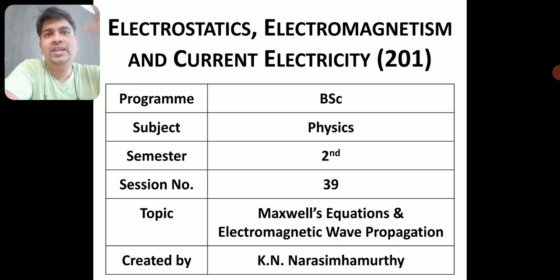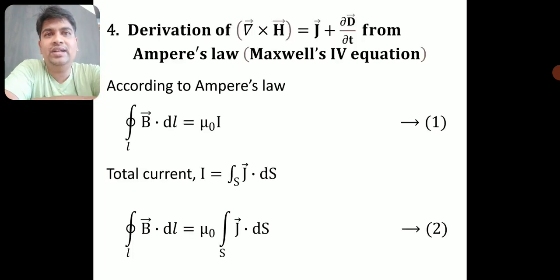Now I have derived the 3 important Maxwell's equations, and I am looking for the 4th. Today I am going to derive the 4th Maxwell equation, which is curl of H equals J plus dou D by dou t, where H is the magnetizing force, J is the current density and D is the displacement vector. We are going to derive it from Ampere's law.